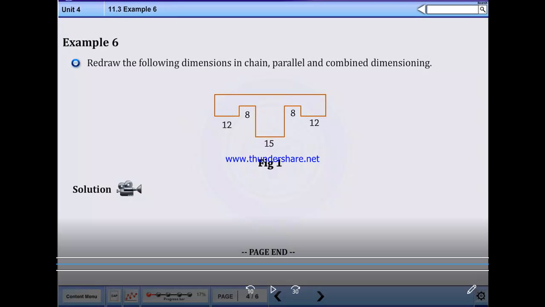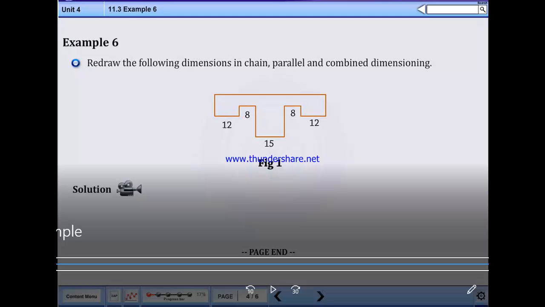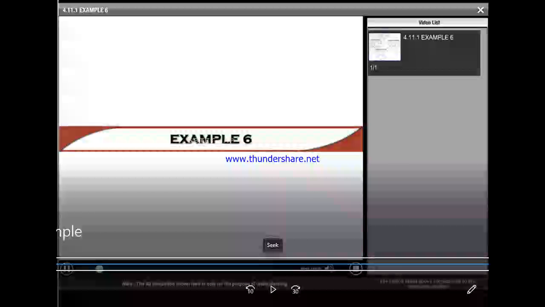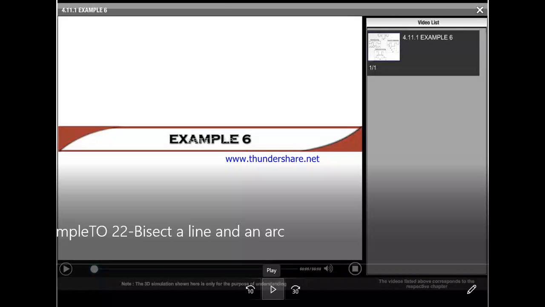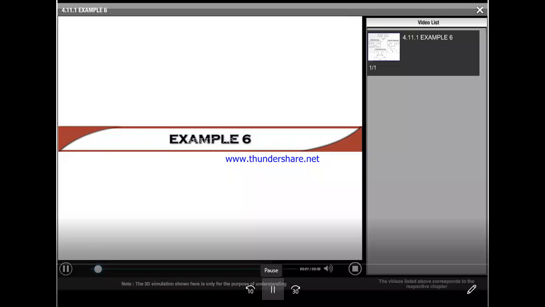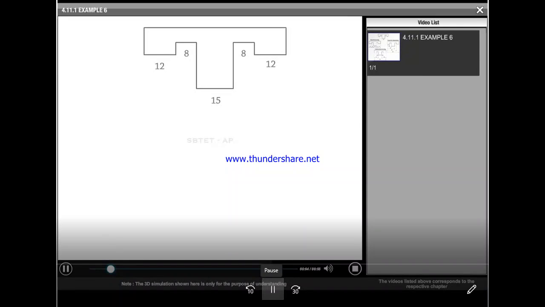Now we are going to learn example 6. Example problem 6, parallel and combined dimensioning. In this, a view with wrongly represented dimensions is available. The task is to show the same view with proper dimensioning based on chain, parallel and combined dimensioning methods.